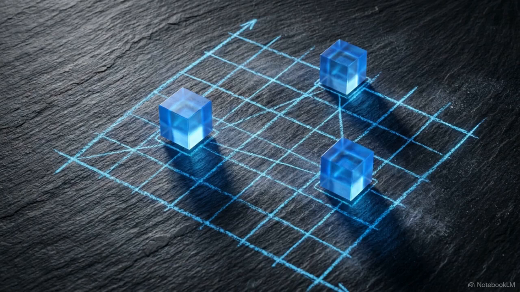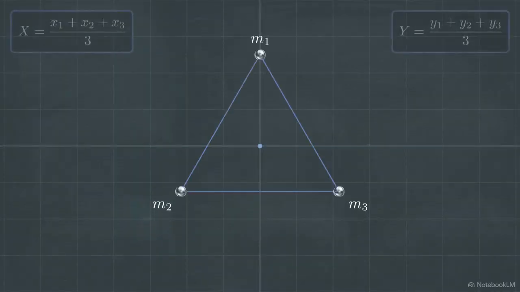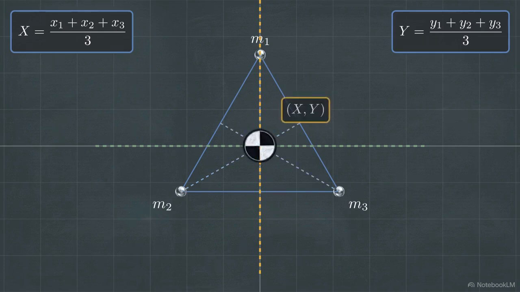This logic scales directly into two dimensions by adding a third mass and tracking positions across an xy plane. Consider a system of three equal masses arranged at the vertices of an equilateral triangle. By computing the mass-weighted mean for the x and y coordinates independently, the resulting center of mass coordinate falls exactly onto the triangle's geometric centroid.